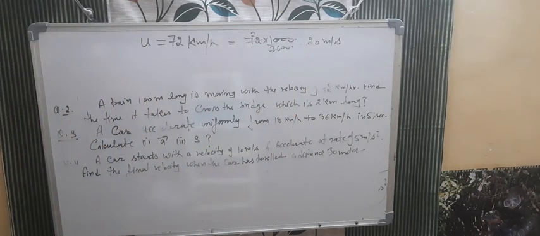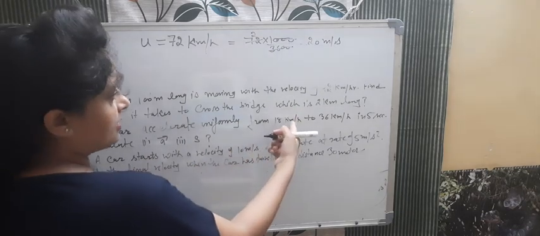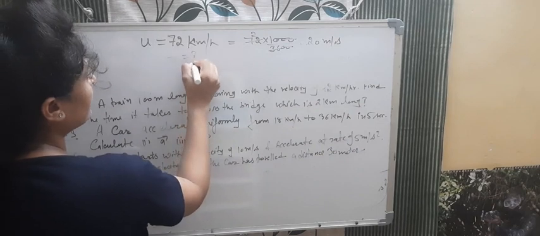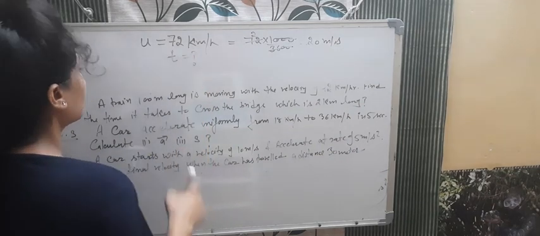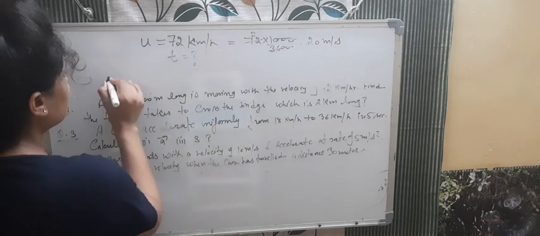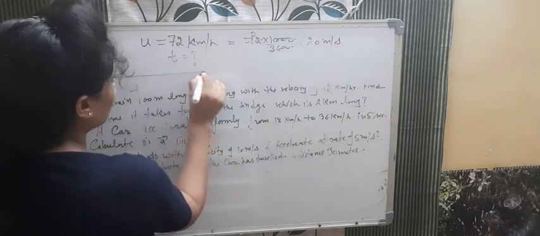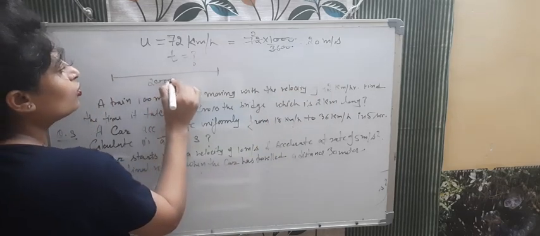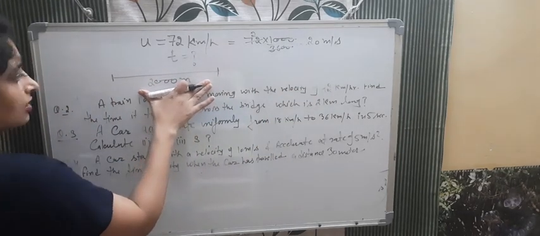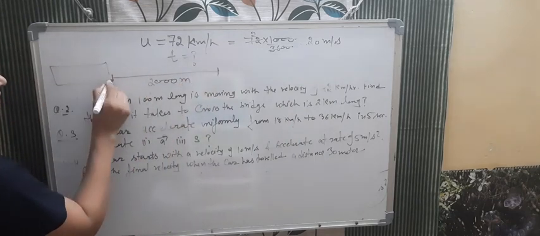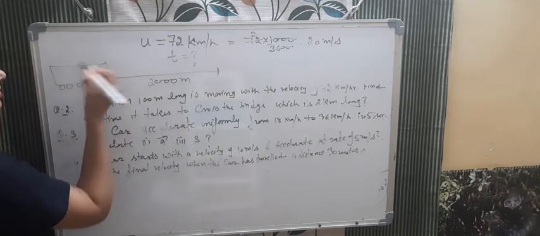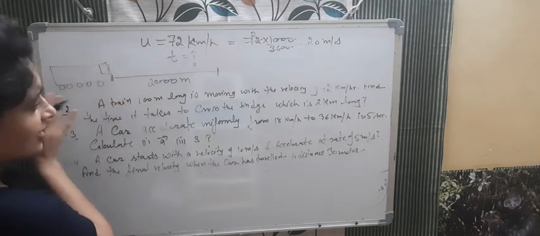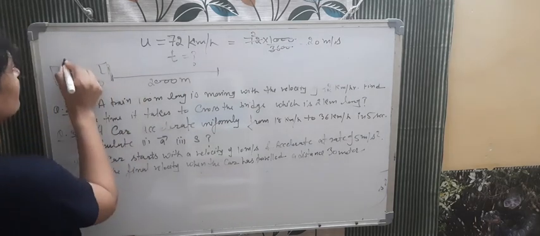Moving with this, find the time it takes to cross the bridge which is 2 kilometer long. So we need to calculate time. For example, this is the bridge. The bridge is given as 2 kilometer long, 2 kilometer means 2000 meter. So the bridge is 2000 meter. The train is here. Now see, this train's length is 100 meter.